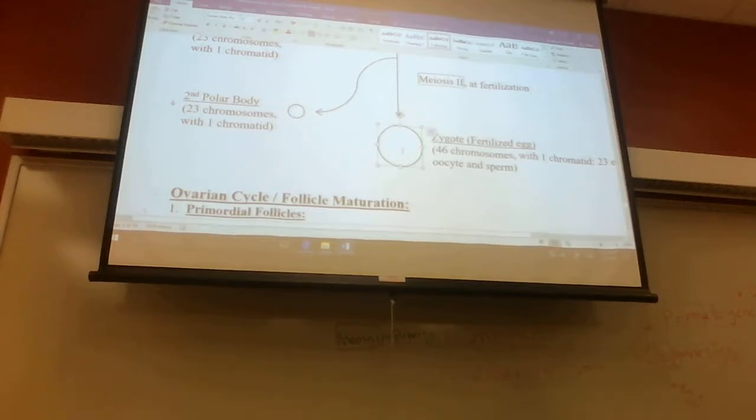Primary oocyte, childhood, meiosis 1, that's your period. If that egg gets fertilized, meiosis 2. If that egg dies, no meiosis 2, the egg dies and you have your period.